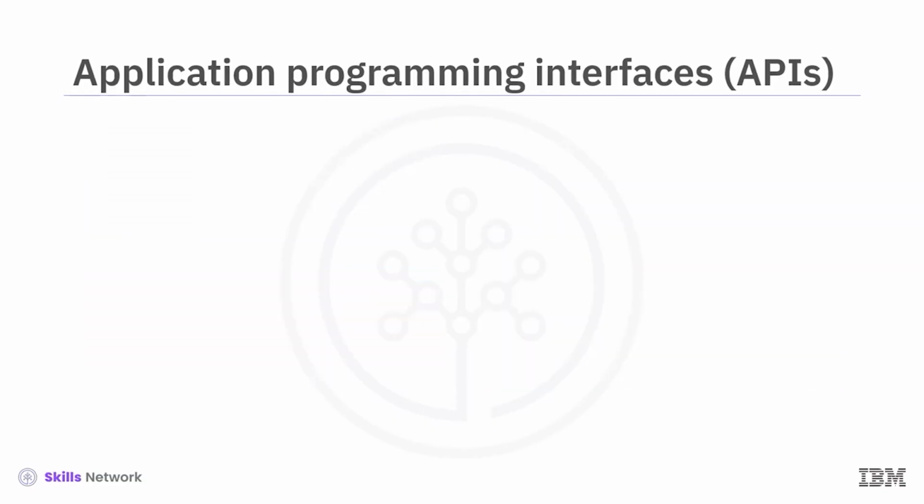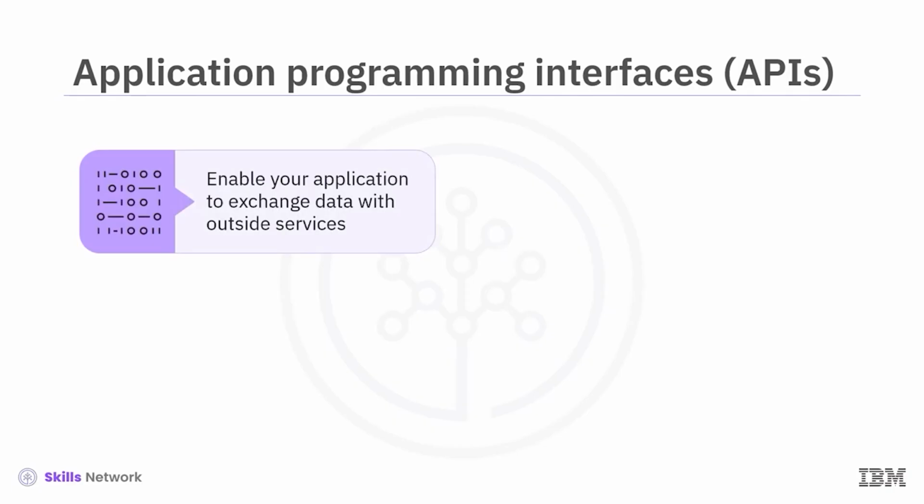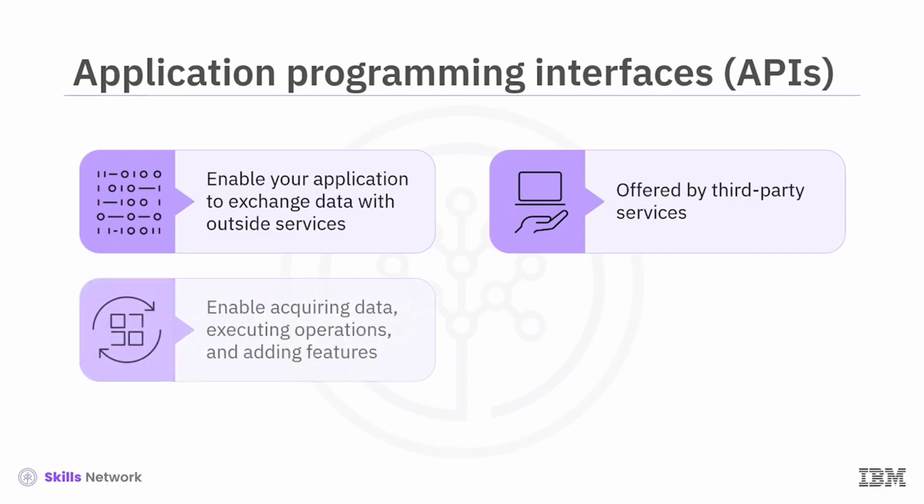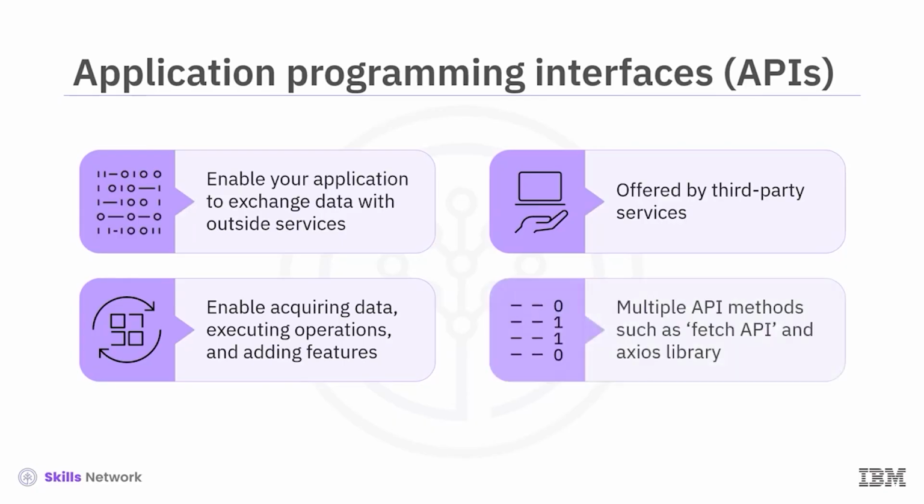Application programming interfaces, or APIs, let your application talk to and exchange data with outside services. Third-party services offer them. APIs enable you to acquire data, execute operations, or add extra features to your application. Third-party services provide data you can retrieve using multiple API methods, such as Fetch API method and Axios library.